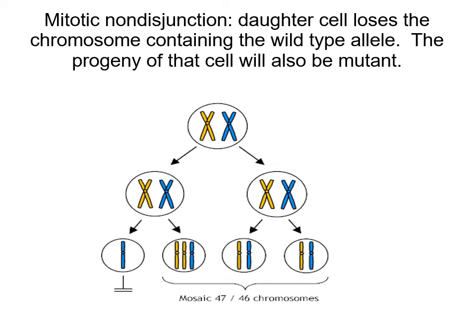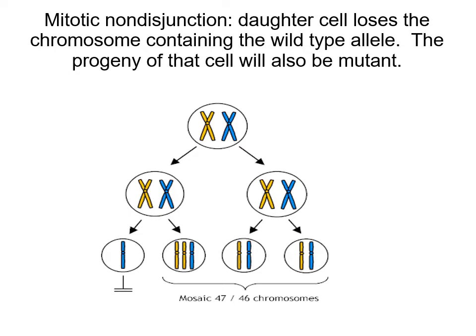Okay, so here's mitotic nondisjunction. What's supposed to happen during mitosis is the yellow chromosome and the blue chromosome are homologs, and each one is supposed to separate from its sister chromatid so that each daughter cell gets one yellow chromatid and one blue chromatid. So the sister chromatids separate, go to separate poles in mitosis, and that maintains the genotype of the original cell.